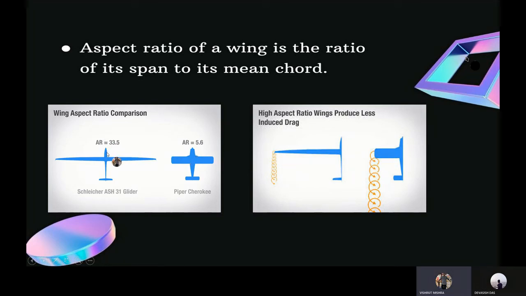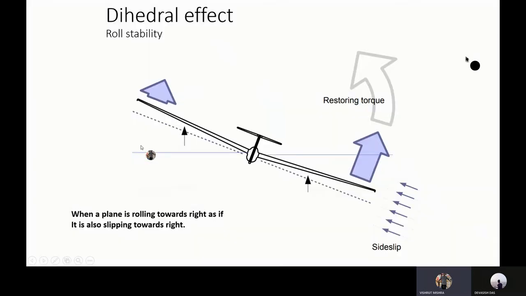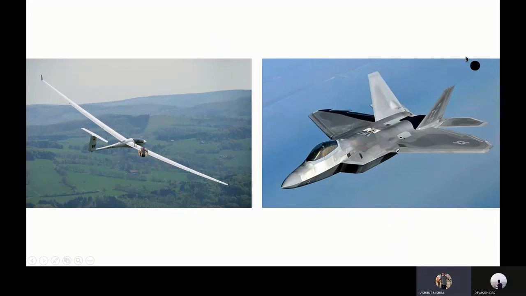And one more thing, as we increase aspect ratio, the maneuverability of our plane decreases. So you can see here, this is our glider. Our glider has very large wings, and this is our fighter plane, having a very low aspect ratio because fighter planes need to take sharp turns. And one more reason why we don't use higher aspect ratio wings is that they are not cost efficient and they are harder to manufacture.